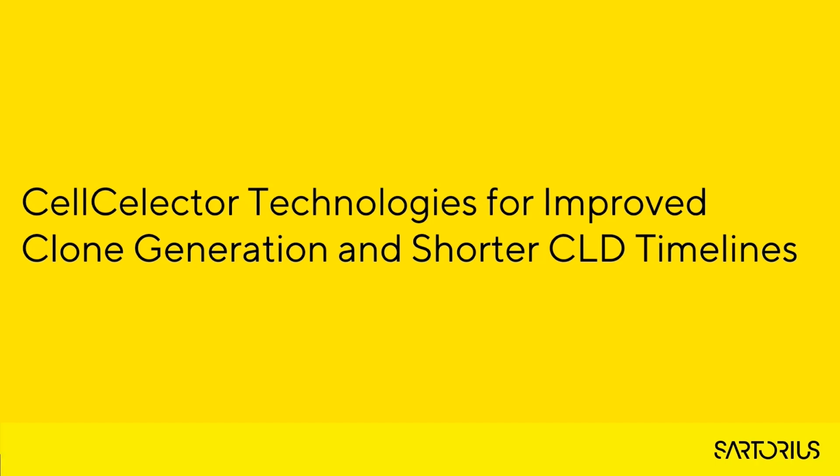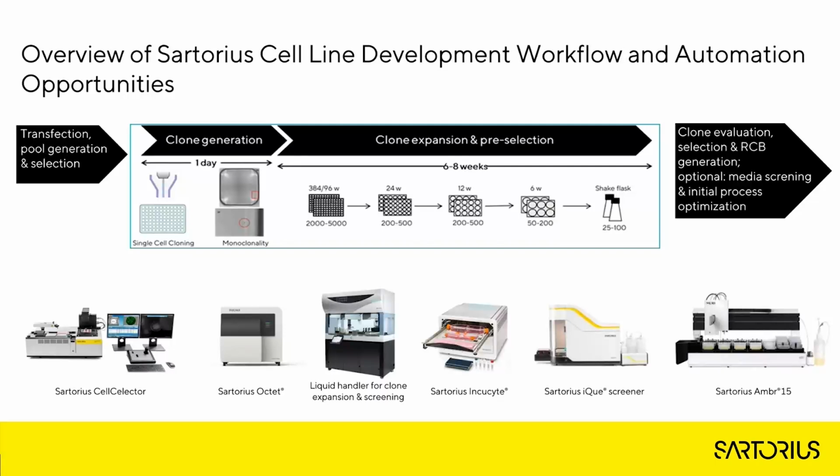Now coming to the automation technologies, we focus on the cell selector for improved clone generation, and shorter CLD timelines. I want to give an overview of the Sartorius cell line development workflow and the automation opportunities during these steps. It all starts with our CHO DG44 host transfection, pool generation, and selection. Subsequently, single-cell cloning is performed, which is one of the most important steps in cell line development.